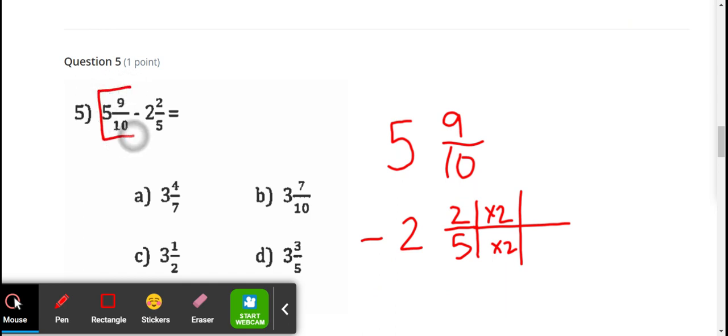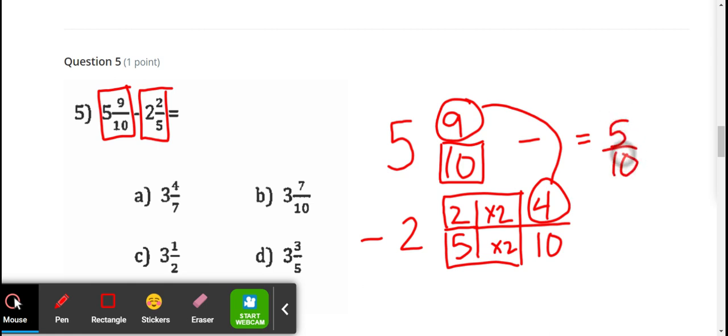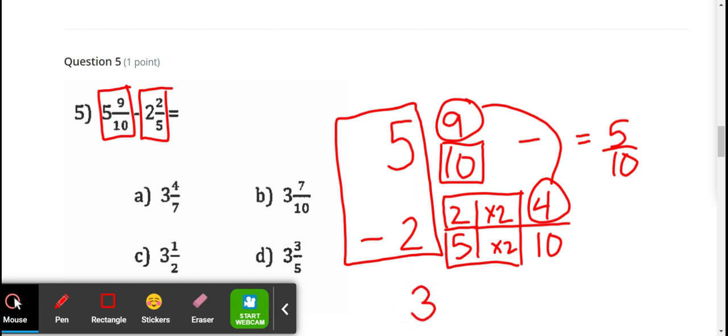This one is going to be subtracting, so number 5. It looks like we have a common denominator that we could use as 10. So 5 times 2 would be 10, and then 2 times 2 would be 4. So we got 9 minus 4 is going to equal 5/10, and then 5 minus 2 is going to give us 3. So we put that all together, we have 3 and 5/10, which is equal to 3 and 1/2 simplified.